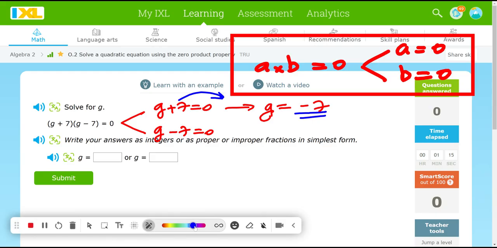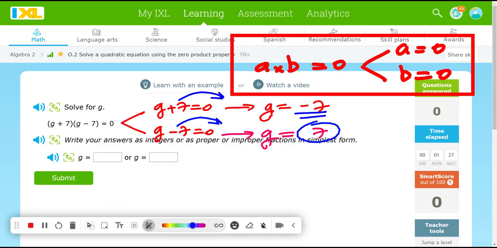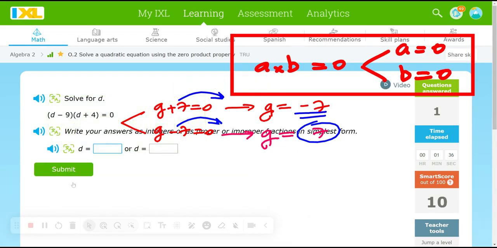Okay, so the next one, we do the same thing. g should be equal to 7. How do I do it so fast? I move negative 7 to the right side, it becomes positive 7. So I put my answer down: negative 7 and then positive 7. And then I'm done. All right, voila.